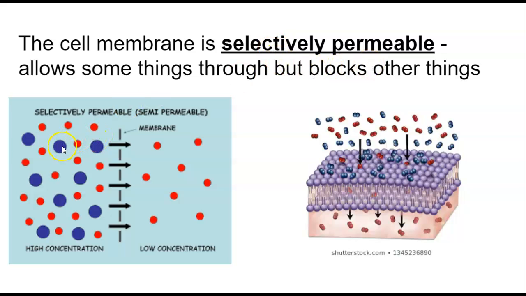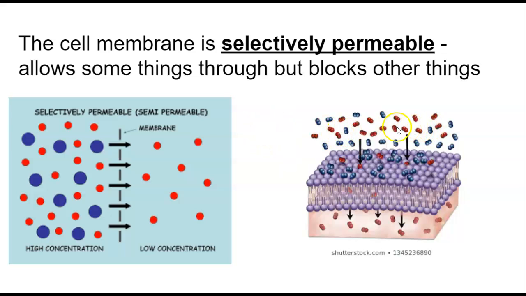Remember when we've done all of our labs, we've shown that starch is a really big molecule. So starch maybe is like these blue molecules, and it's too big to go across the cell membrane. So this might be a molecule that doesn't make it across the cell membrane. We know water is really, really small, so water can go across the cell membrane really easily. Remember we said it goes from high to low.